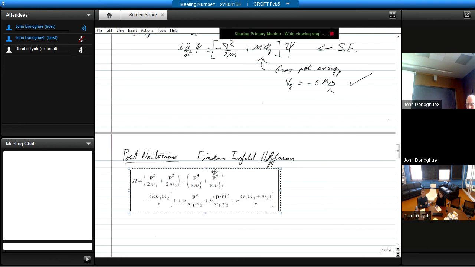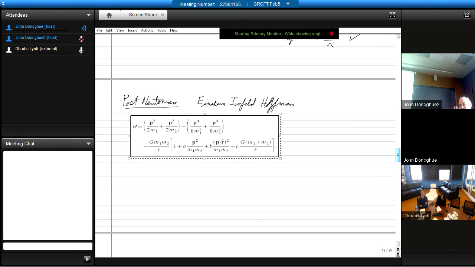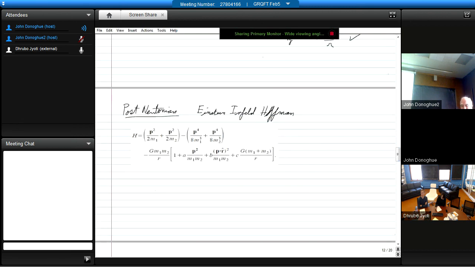So this is the two-body problem for two particles in a gravitational field. One could be the sun, one could be the Earth or Mercury or whatever. And so if you solve this, you find the precession of Mercury. There are some parameters A, B, and C.